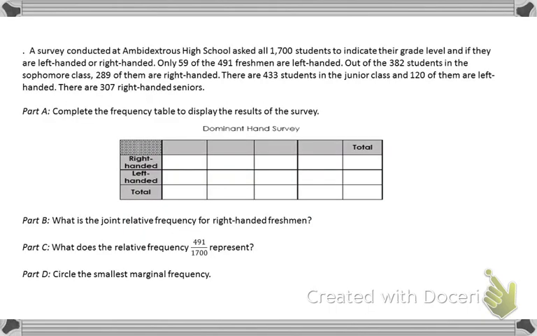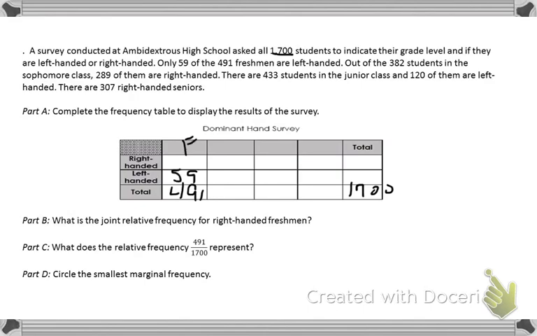Okay, all right, so this one, sometimes you'll end up with a problem where you are going to have to fill in all the blanks. So they give us stuff. Number one, they give us their 1,700 total students. So we're going to write that in. Then they tell us 59 of the 491 freshmen are left-handed. Well, we know there's 491 freshmen. 59 of them are left-handed.